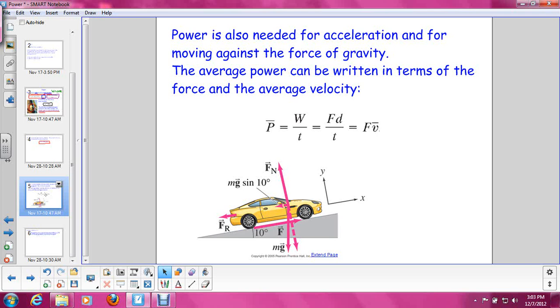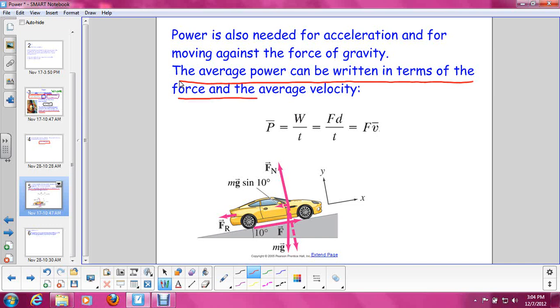Power is needed for acceleration and moving something against the force of gravity. So the average power of an object can be written in terms of the force and the average velocity. And the way we do that is with a little bit of equation finagling. So we know from the first slide that power is work divided by time, how quickly you can do work. And from the first video in this series, we know that work can be defined as the amount of force, or what is done to an object when a force is applied to move it some distance.